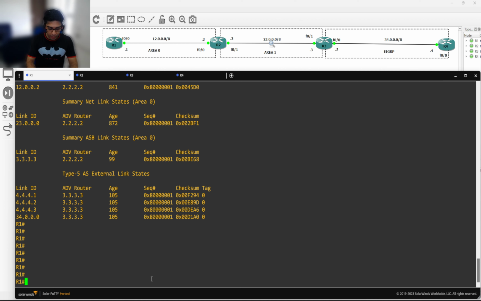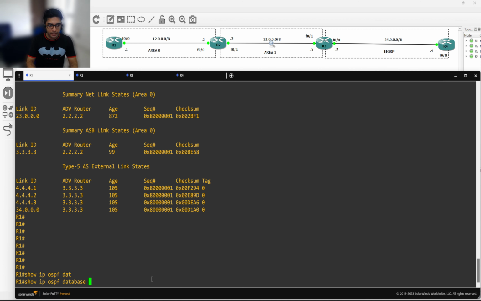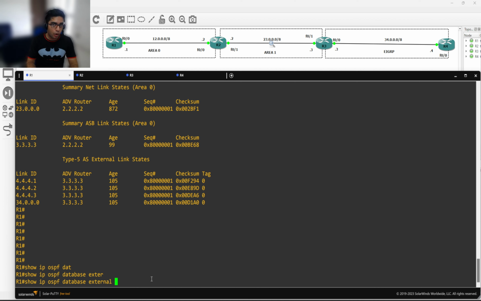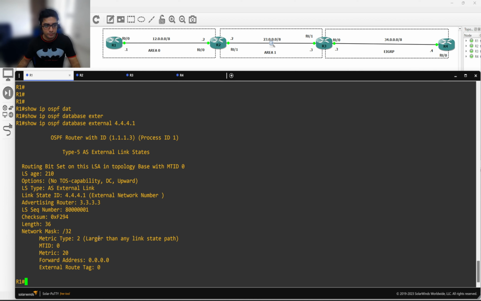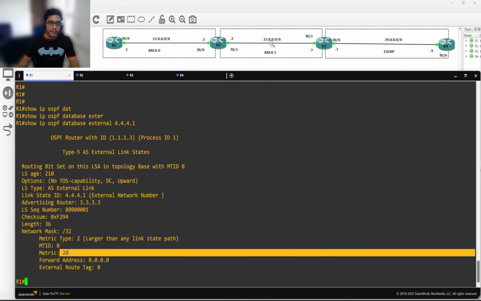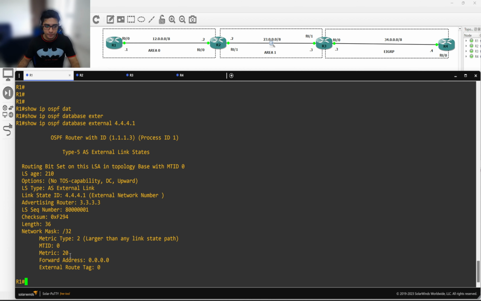So let's open the type 5 LSA. To open the type 5 LSA, show IP OSPF database. To open the type 5 LSA, I have to mention external LSA because that's the name of the type 5 LSA. External LSA with the link ID 4.4.4.1. So it says that to reach 4.4.4.1, who is the advertising router? 3.3.3.3. And what is 3.3.3.3's metric or cost to reach the external network? You can see it is mentioned 20. So R3's cost to reach the external network is 20, right?